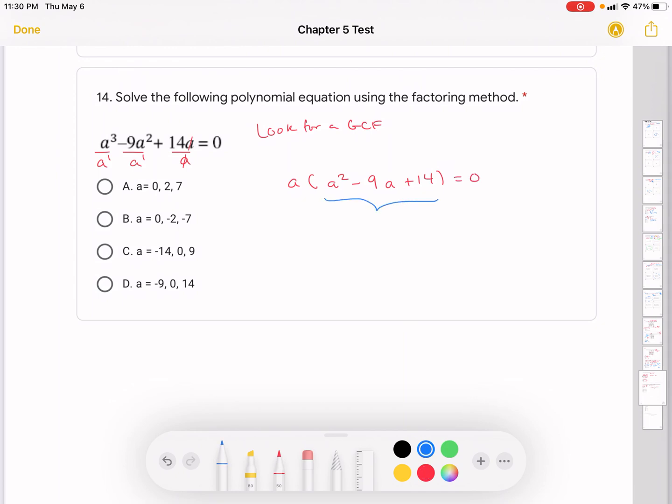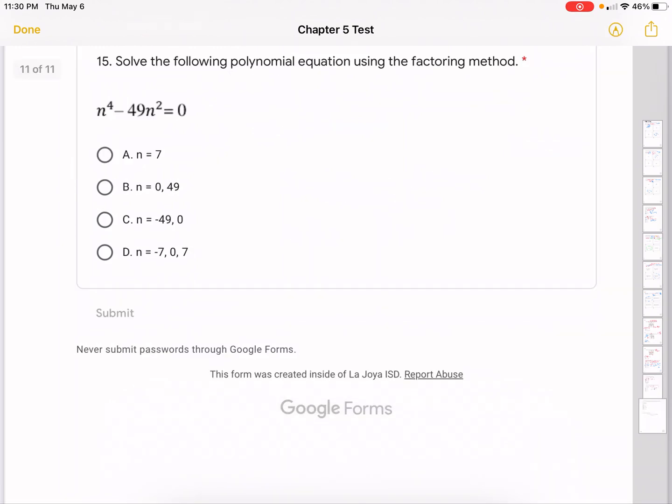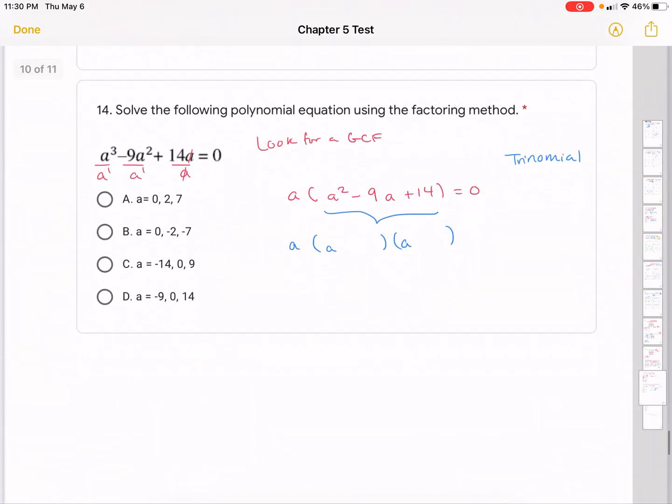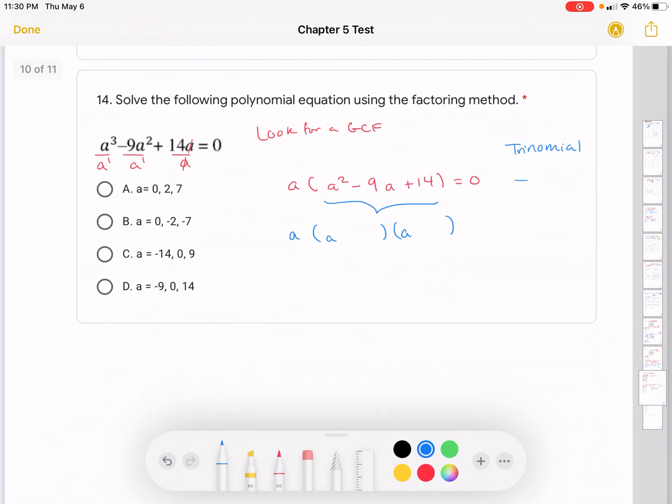Here on the inside, I have a trinomial. So that means I can rewrite it as 2 parentheses. Both are going to start with a, because a times a would give us that a squared. So now I'm going to use my blank method. My first blank is going to equal 14. My last blank is going to equal the negative 9. Here if I want negative 9, sorry, this should be a 7.